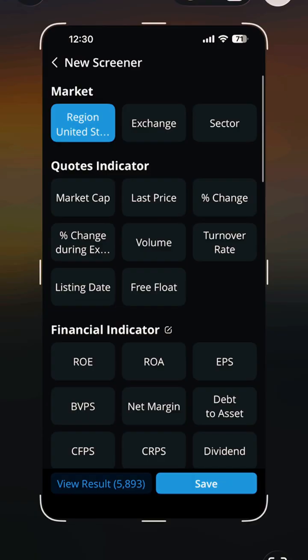Now, I know some of y'all hear the word financials and your brain instantly goes like, oh, he's talking about that accounting stuff again. He's talking about that Wall Street stuff again. But listen, you don't need a finance degree for this. You just need to understand what these numbers actually mean.